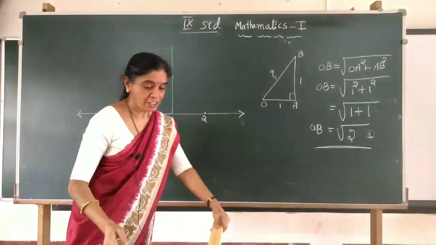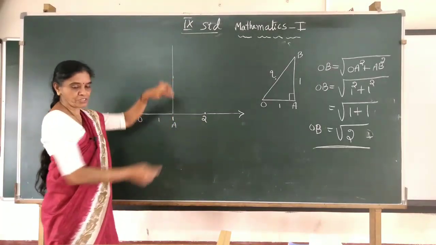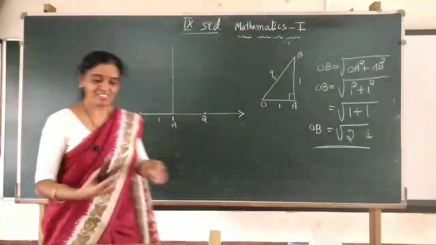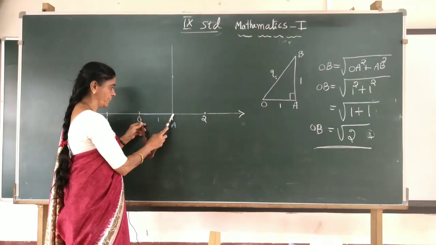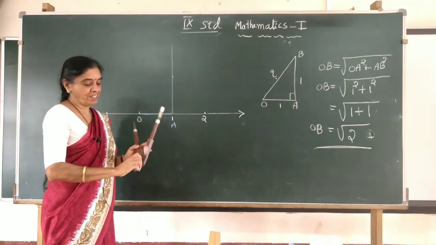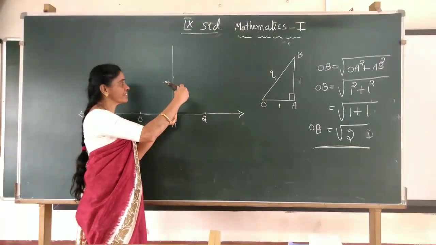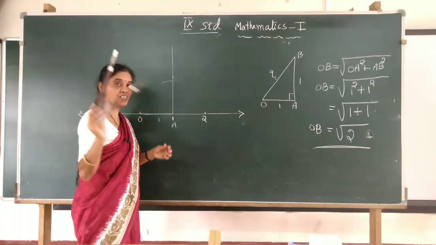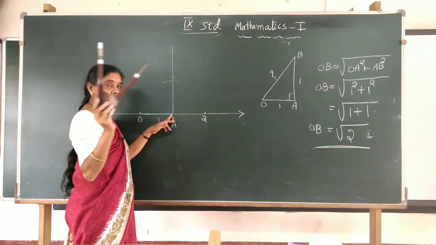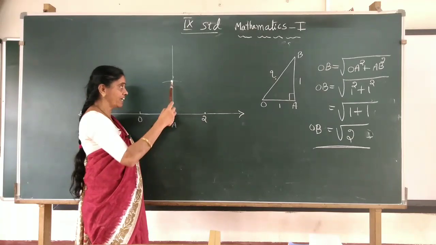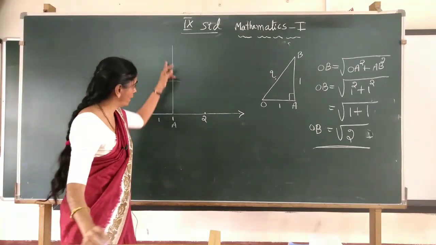Now on this line, you want exactly 1 unit this side also. So what I have to do is take the compass. I will take the 1 unit measurement from O to A. It is exactly 1 unit. Right? Now same unit, keep it at A as center, take the radius 1 unit, and cut the perpendicular line by an arc.